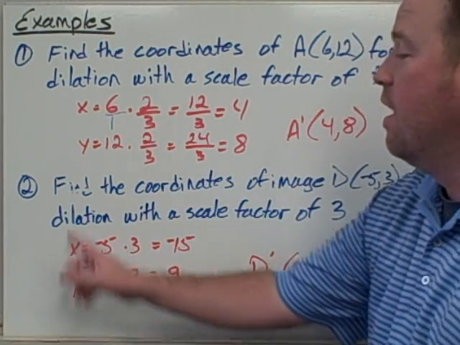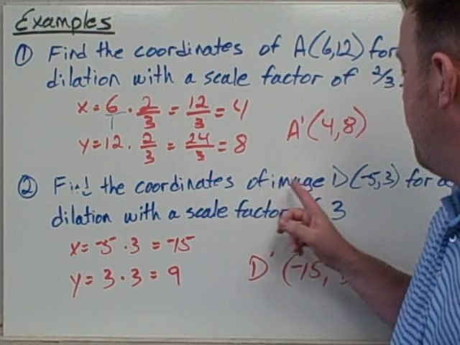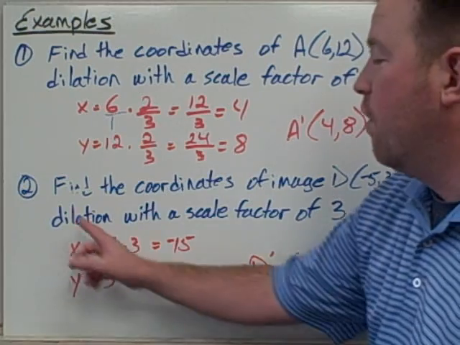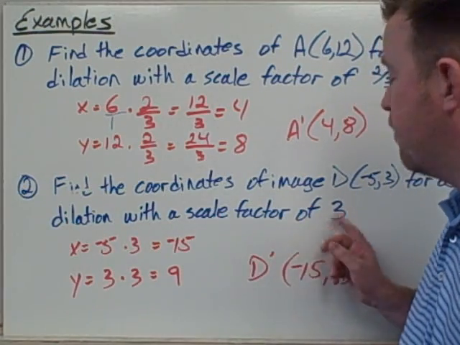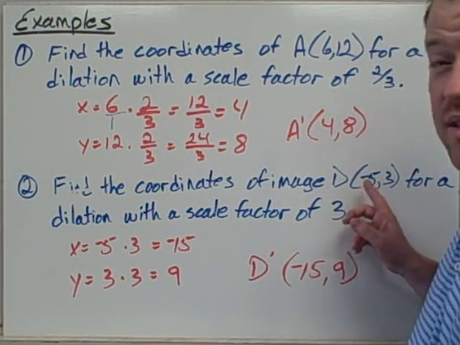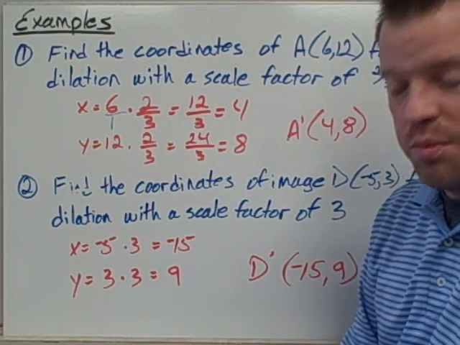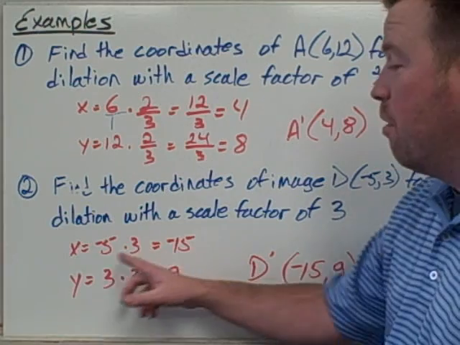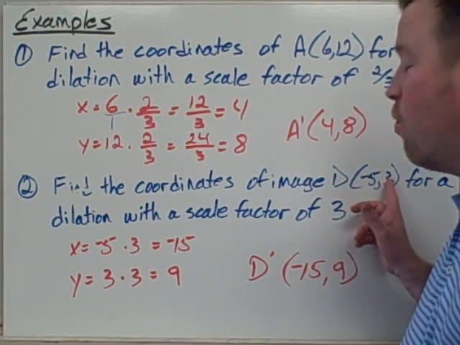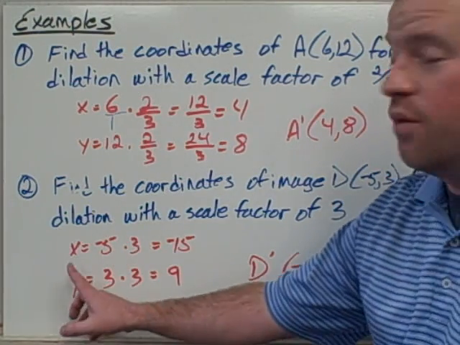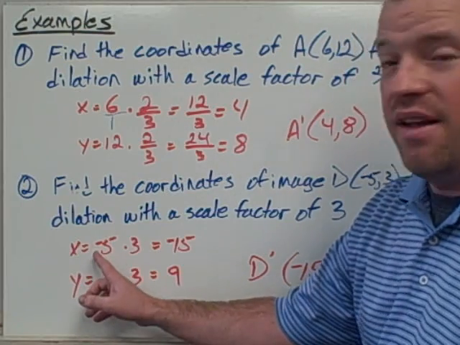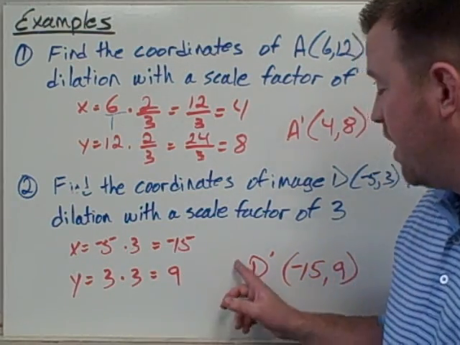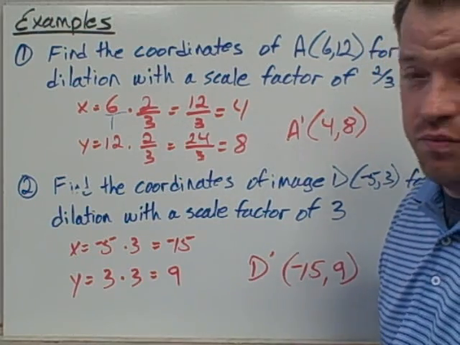Example number 2. Find the coordinates of image D at -5, +3 for a dilation with a scale factor of 3. Now you have a negative x, so you're going to have to remember your rules for multiplying by negatives. Our scale factor is 3, so we're going to multiply the x value and the y value by 3, starting with x. -5 times 3 is -15. So the new x value is -15.